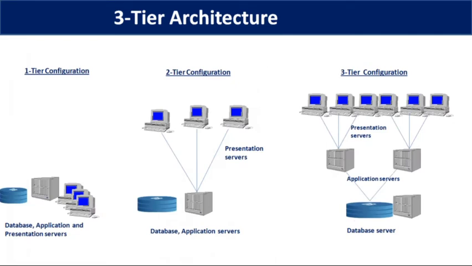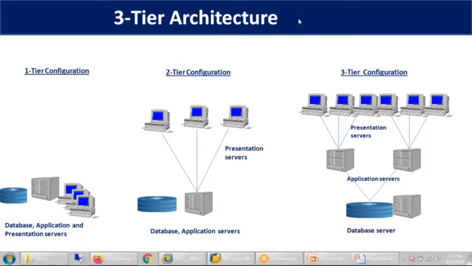What do you mean by this three-tier architecture? Any idea about this three-tier architecture? One tier, two tier, three tier. One tier means database, application, presentation, all the three in one system is one tier. Two tier means database and application in one system, client in other system. This is the two tier configuration.